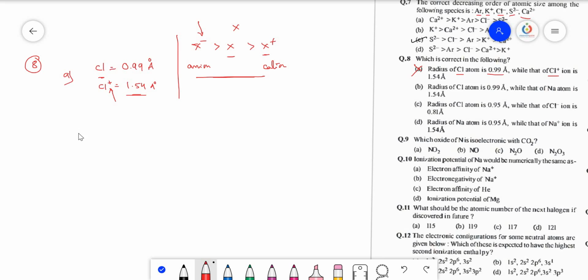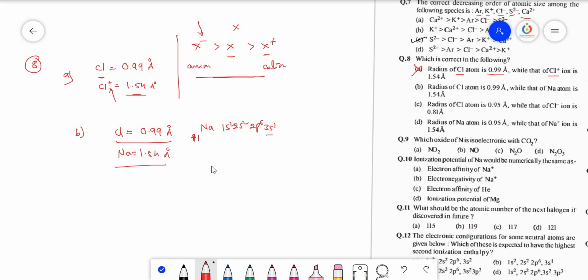Similarly, next option they had given, that is chlorine 0.99 angstroms, while that of sodium atom is given as 1.54 angstroms. Then we have to see these particular elements whether they belong to the same period or not. If you see the sodium belongs to the second period. Its atomic number is 11, electronic configuration 1s2, 2s2, 2p6, 3s1. Sorry, sodium belongs to the third period. Its electronic configuration is this one.